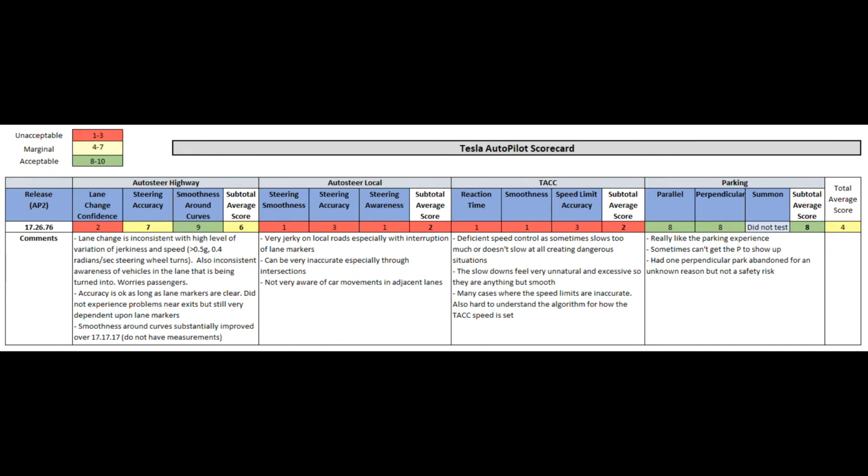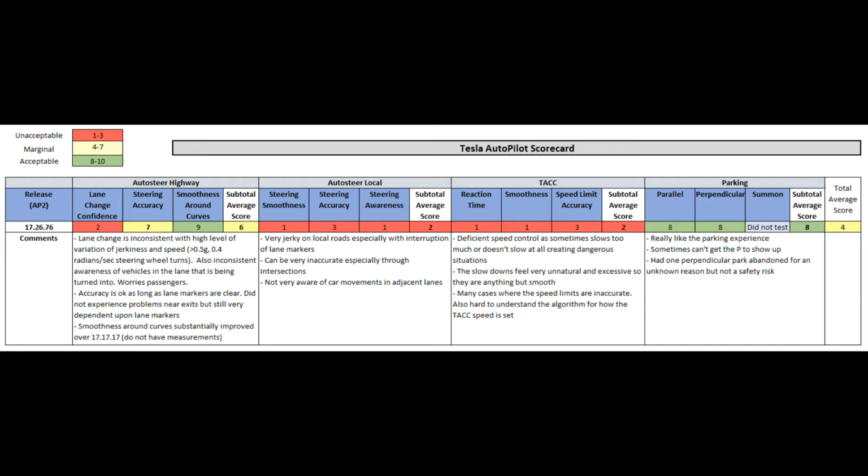It's yellow. Smoothness around curves. I think this release compared to the prior one did make an improvement on the curves. I didn't have the data from the last release, so I gave that a 9 in green. So overall, auto steer on the highway comes out as a 6. That's an average across the 3 categories. It's probably one of the stronger categories for Autopilot. But unfortunately, the lane change problem makes it really difficult to use.